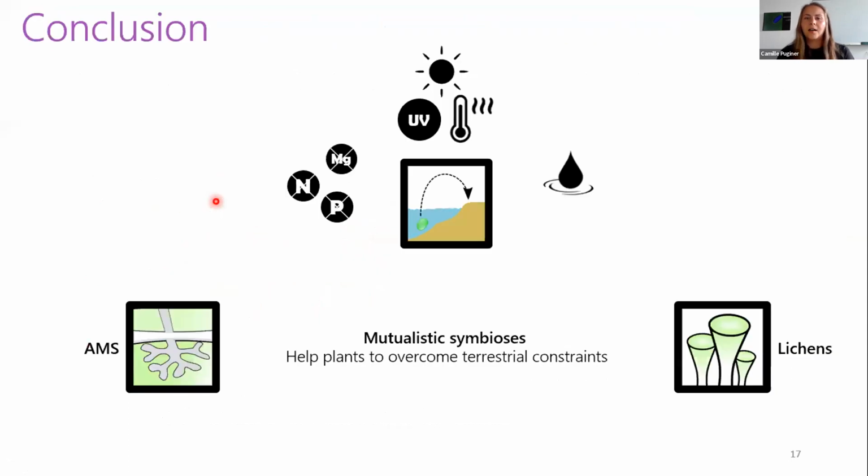So to conclude, the terrestrial lifestyle comes with multiple challenges that can be overcome thanks to the association of plants with mutualistic symbionts. I talked about the arbuscular mycorrhizal symbiosis that appeared approximately 450 million years ago. This symbiosis was one of the reasons why plants were able to colonize land habitats and to diversify. But plants also shaped the ecosystem in which other symbioses have evolved, such as the lichen symbiosis that appeared later in evolution.